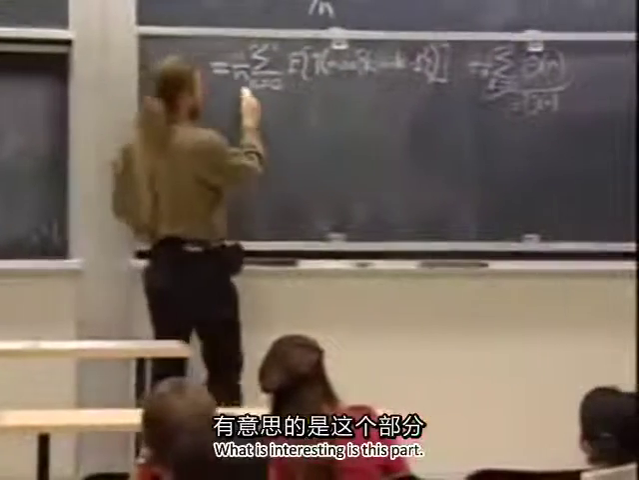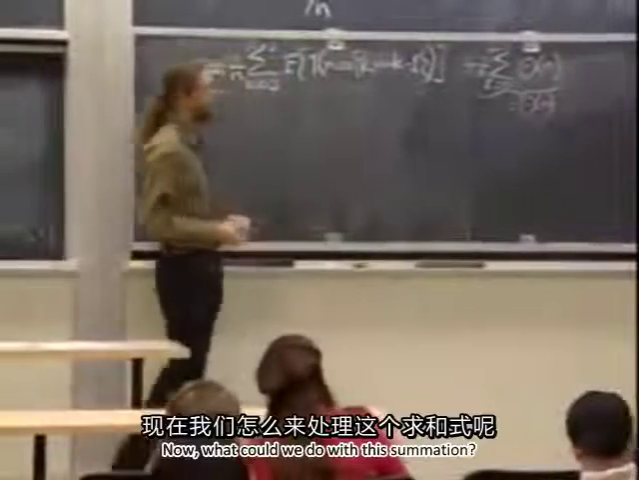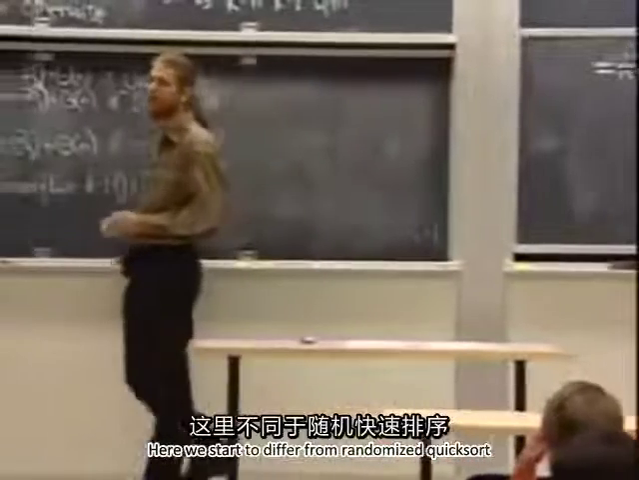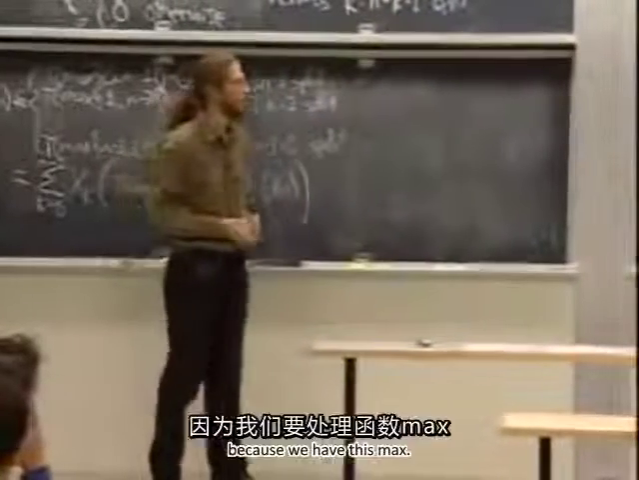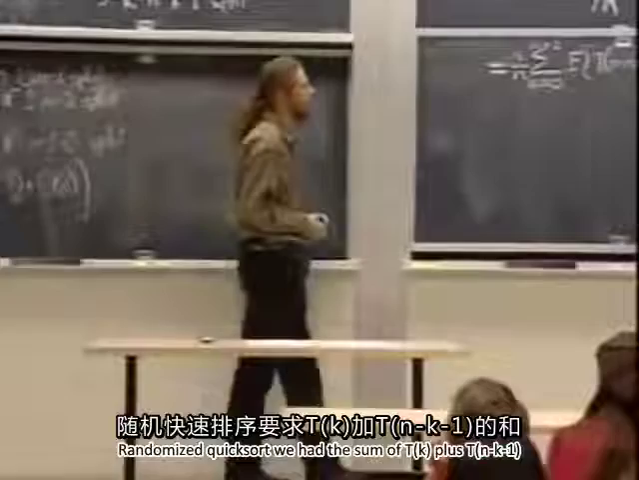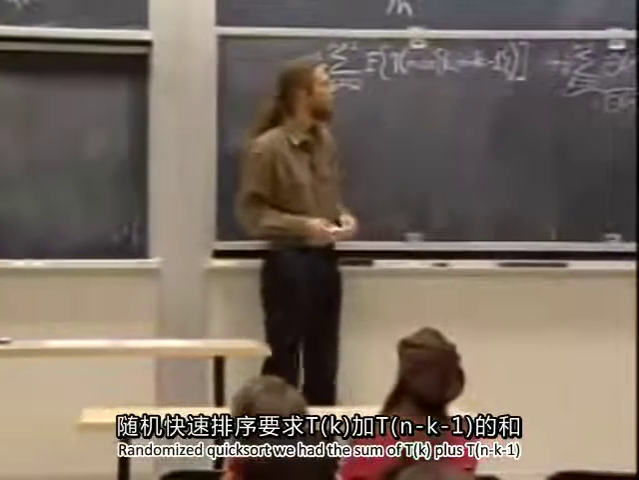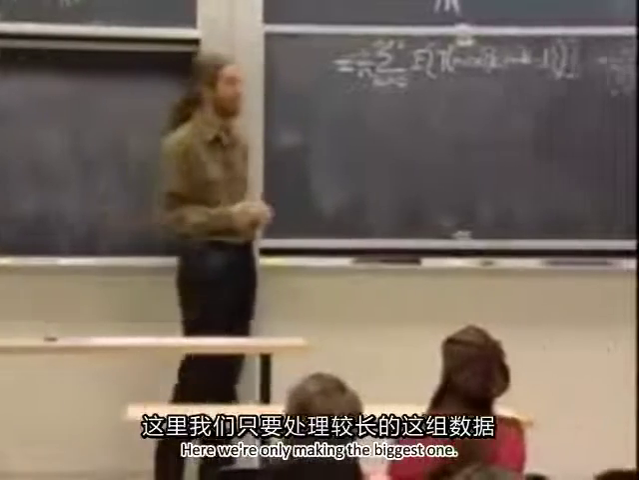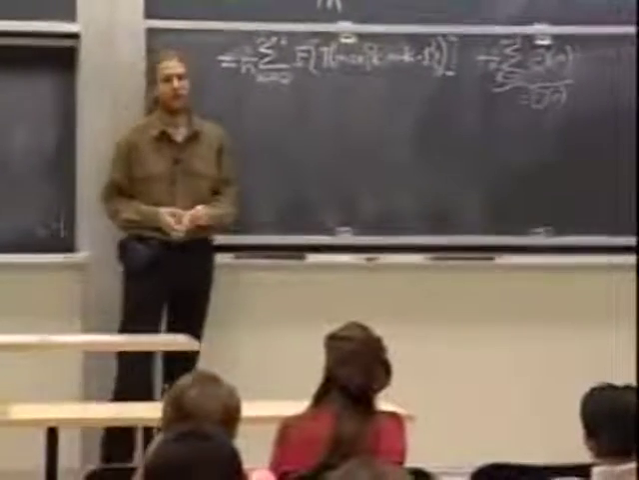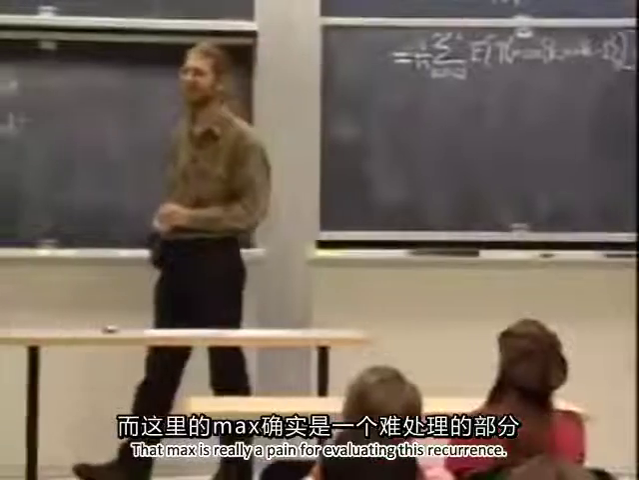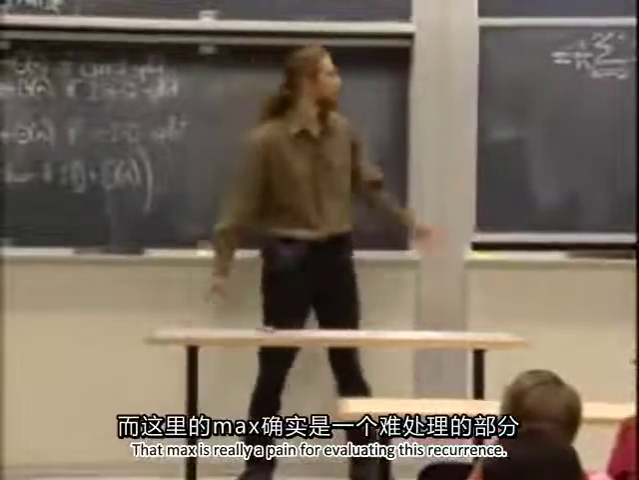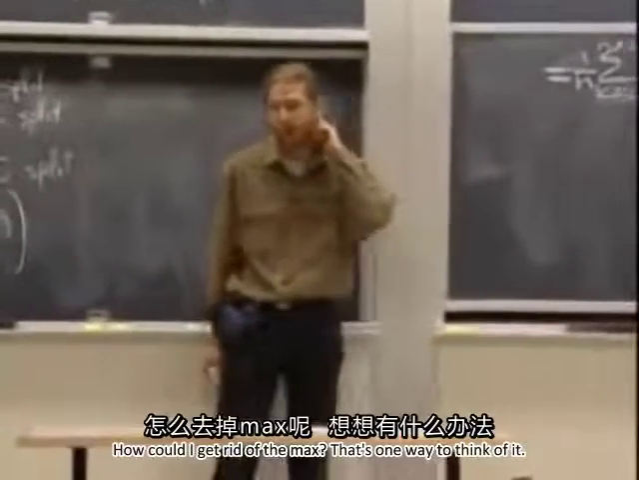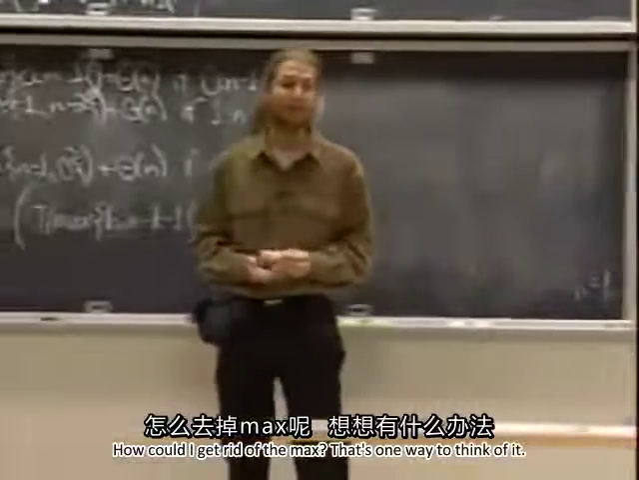OK, what's interesting is this part. Now, what could we do with this summation? Here we start to differ from randomized quicksort, because we have this max. So in randomized quicksort, we had the sum of T of k plus T of n minus k minus 1, because we were making both recursive calls. Here we're only making the biggest one. Now that max is really a pain for evaluating this recurrence. So how could I get rid of the max? That's one way to think of it.